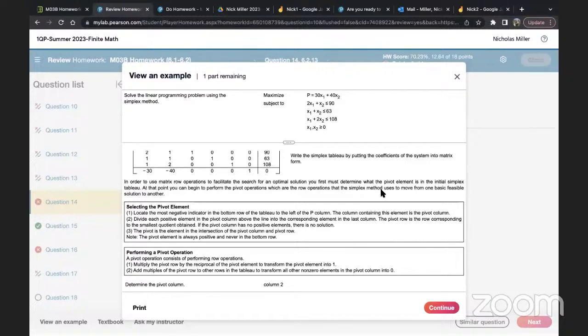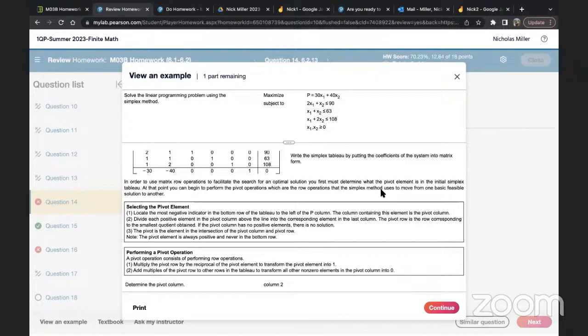The most negative. So that would be -40. The column containing this element is the pivot column. So the second column would be the pivot column, right? Divide each positive element in the pivot column above the line with the corresponding element in the last column. The pivot row is the row corresponding to the smallest quotient obtained. If the pivot column has no possible element, there's no solution. The pivot is the element in the intersection of the pivot column and pivot row. Note the pivot element is always positive, never on the bottom row.